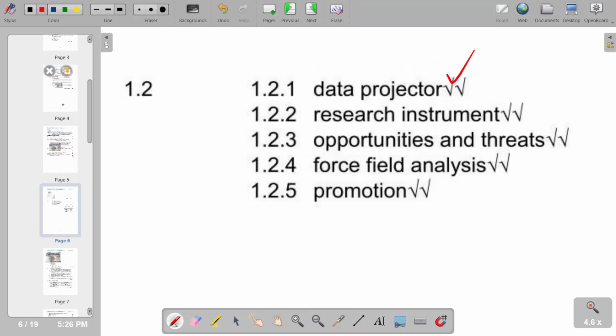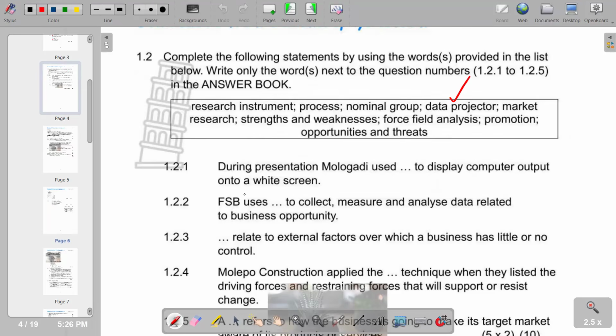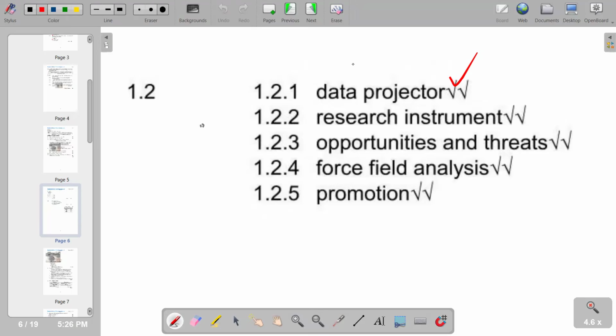Then we go to the next part, which reads: FSB uses dash to collect, measure, and analyze data related to a business opportunity. Obviously, it is a research instrument, which we have here as our correct response. So for 1.2.2, we have a research instrument.